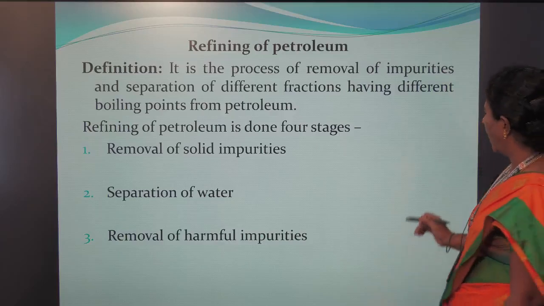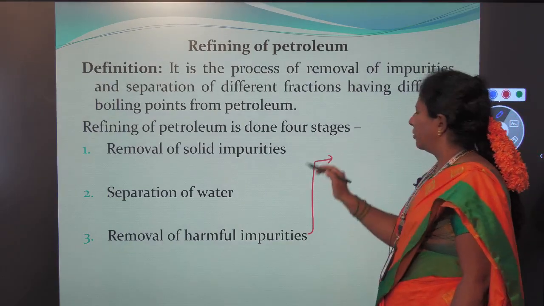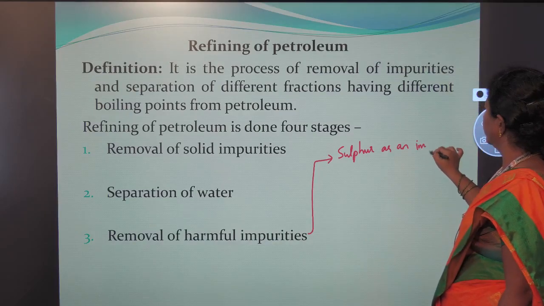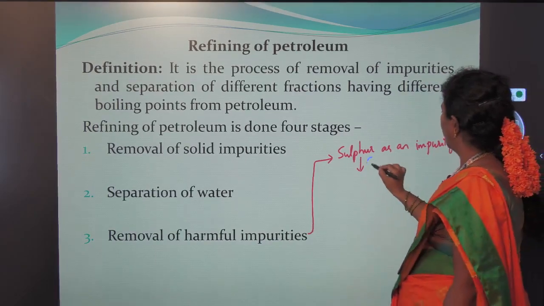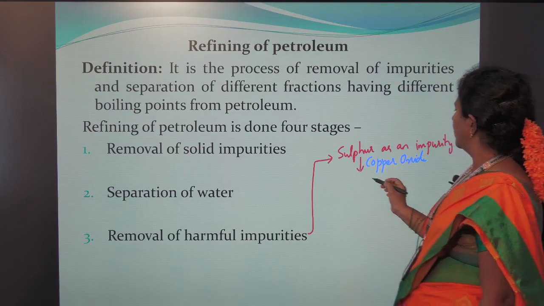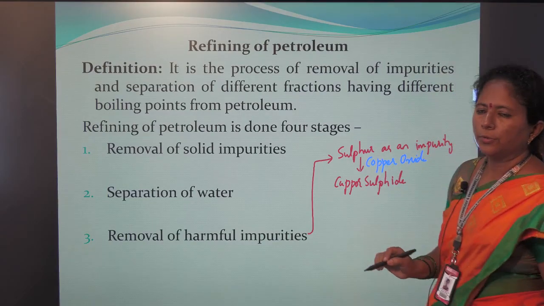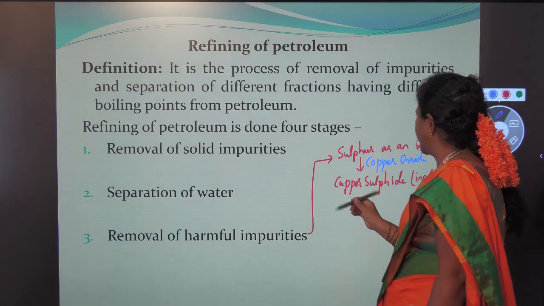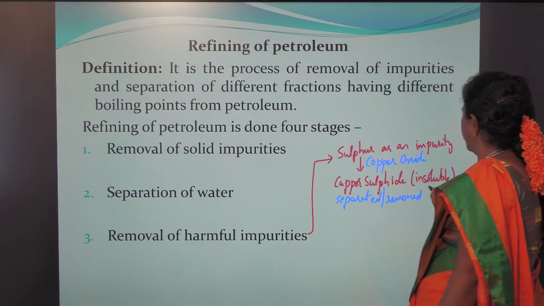Next, third one is removal of harmful impurities. Crude oil in general contains sulfur as an impurity. So this sulfur will be treated with copper oxide. This copper oxide will convert sulfur into copper sulfide, which is an insoluble compound, and this can be separated or removed by filtration.